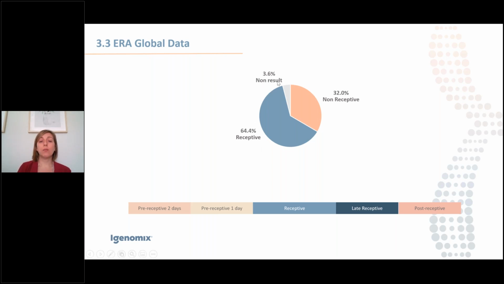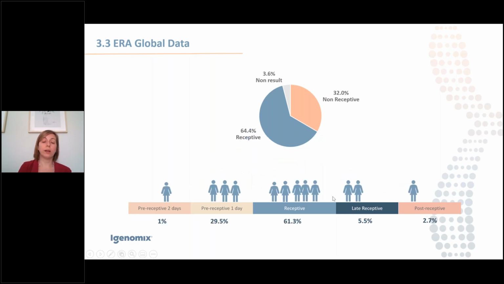So as you can see, most of the cases that we receive in the first biopsy are receptive, almost 65%. Then there is a 32% of cases non-receptive, and a few percentage of cases, just 3.6%, has non-result. If we subdivide these 3 main categories in all the different stages, we can see that the most frequent stage is optimal receptivity, which is 61%.